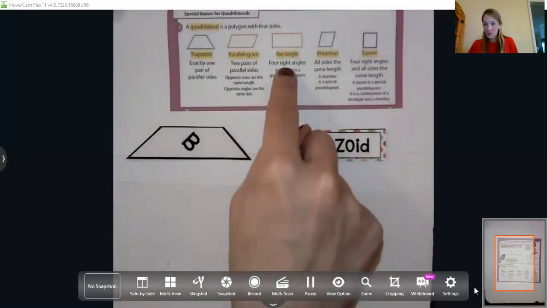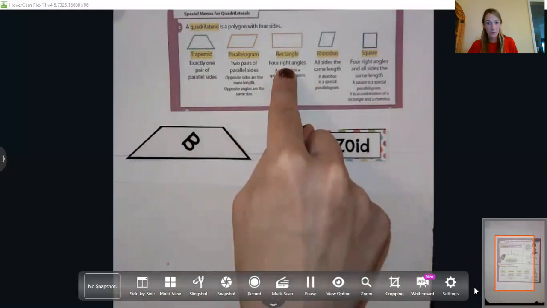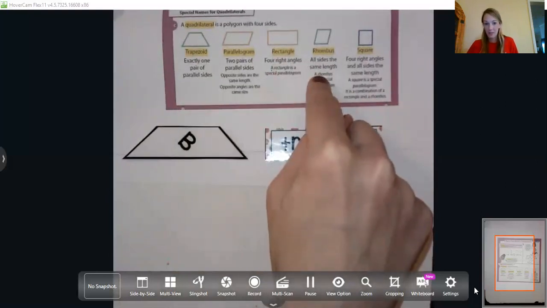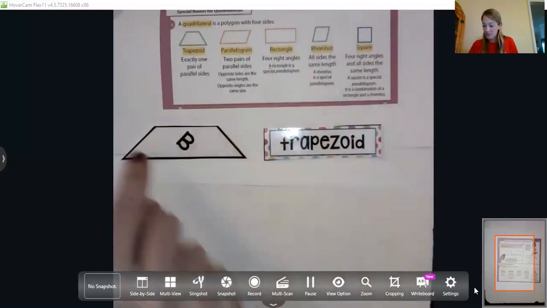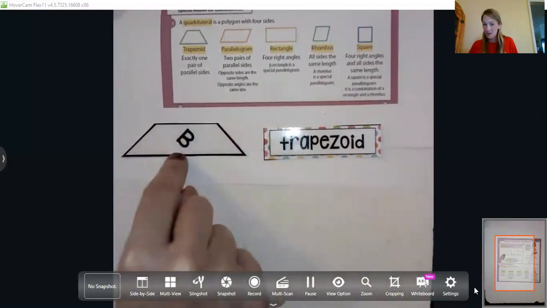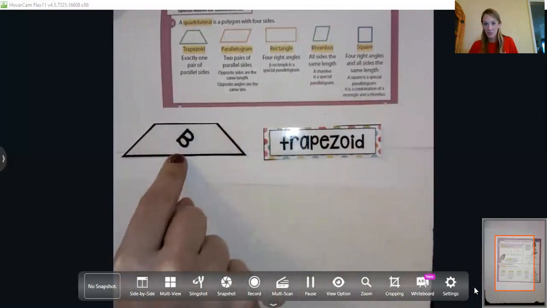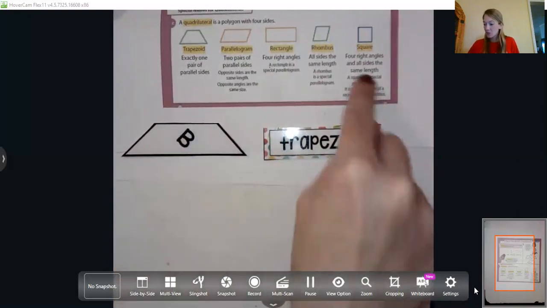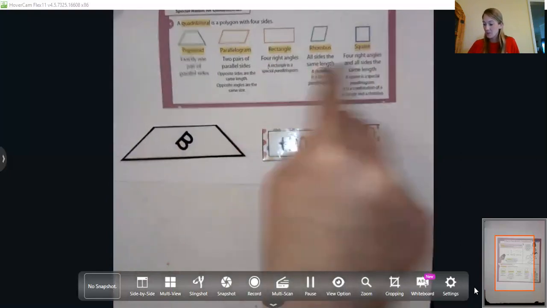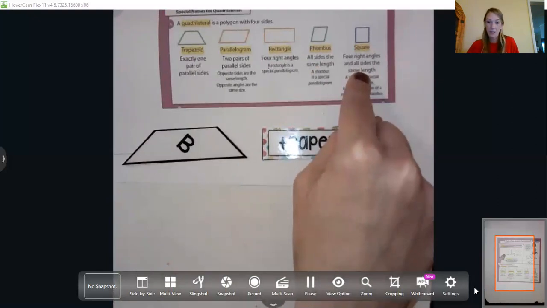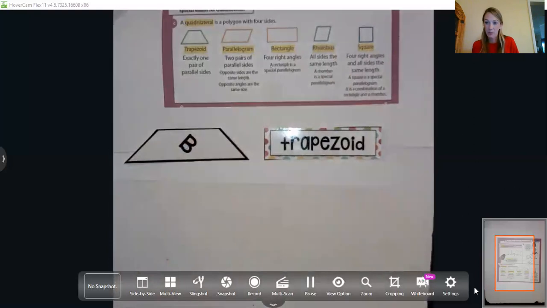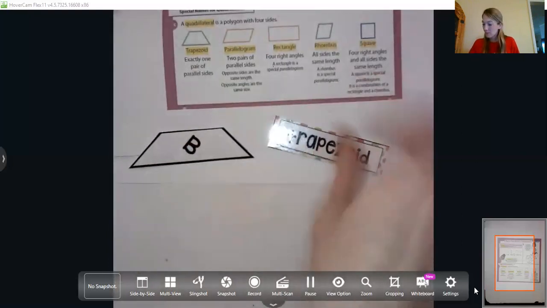Does it have four right angles? Could it be a rectangle? No. Could it be a rhombus? Are all sides the same length? Well, this side and this side look the same, but are they the same as top and bottom? No. So it's not a rhombus. And we already know it's not a square because we already said no to rectangle and no to rhombus. It does not have four right angles and all sides are not the same length. So the only thing that this can be called is a trapezoid.